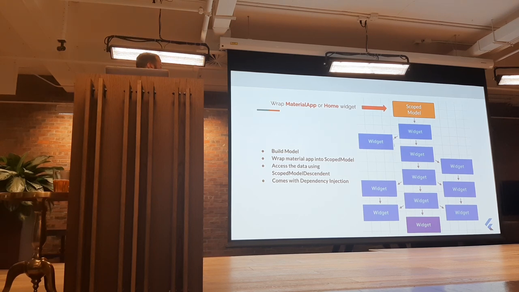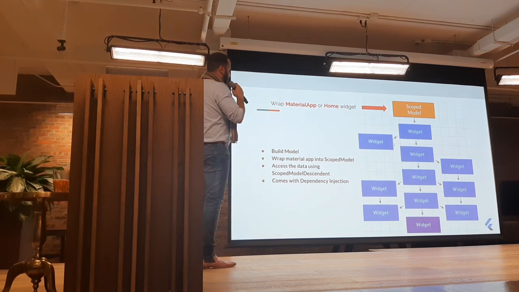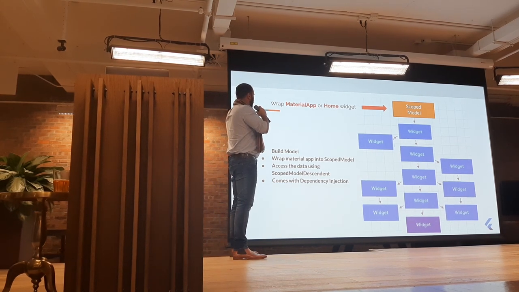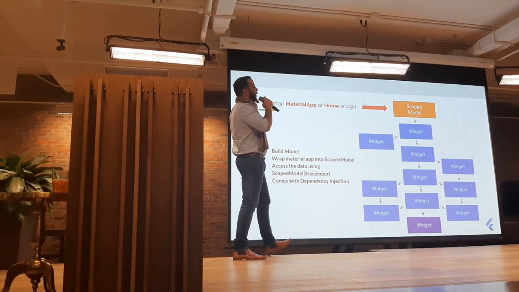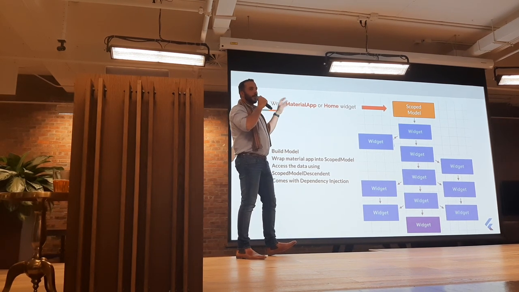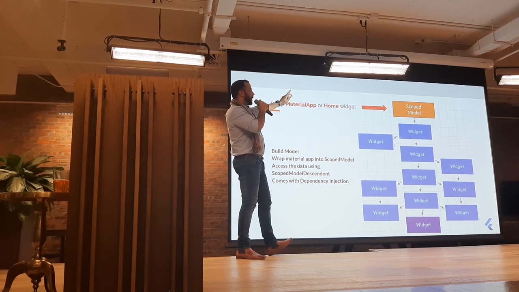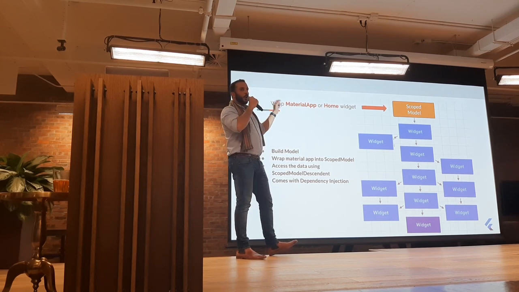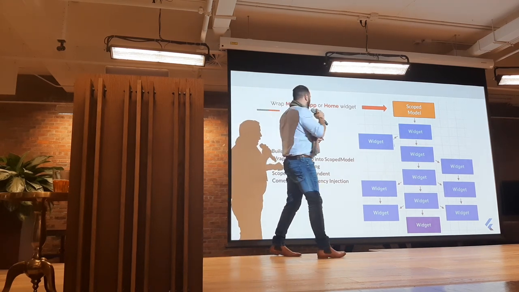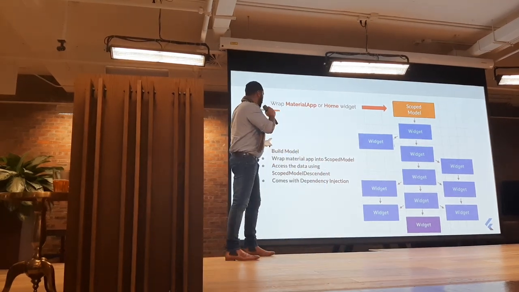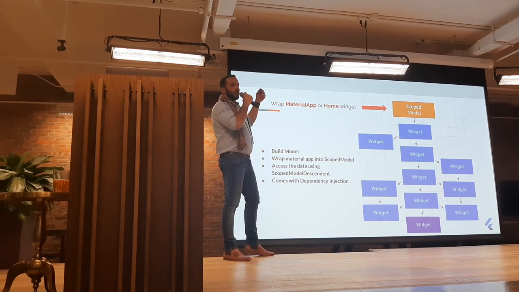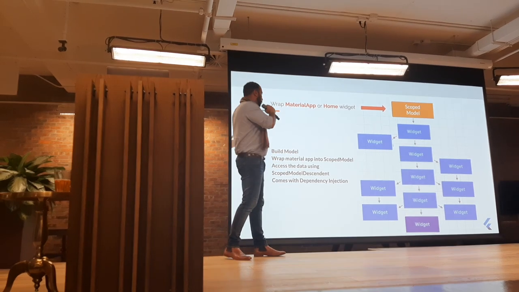In order to build this into your app, you need to do three steps. You need to build your model first. So, for example, our model could be a user object. And then I'm going to wrap my MaterialApp, which is the highest widget in my app, using that Scoped Model. And any widget that's interested in learning about that user needs to implement what's called a ScopedModelDescendant, or a child of the Scoped Model that would communicate with the Scoped Model.